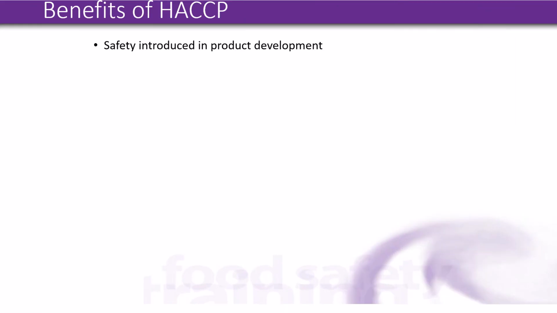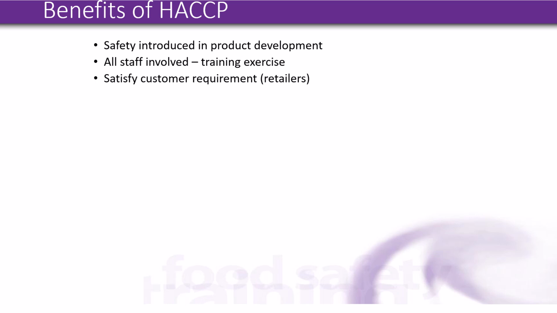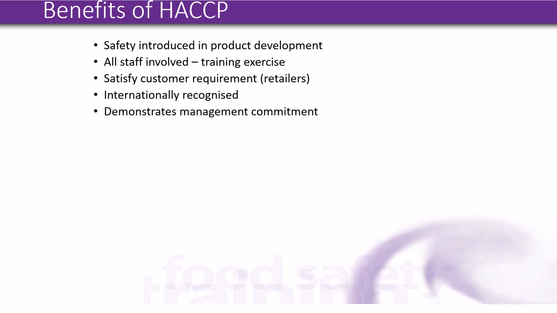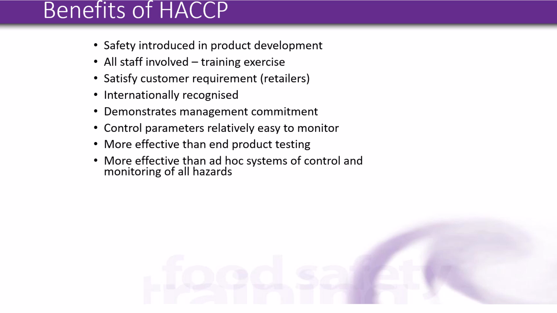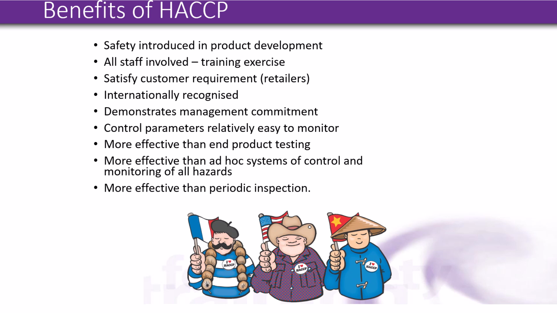Another benefit of HACCP, safety is introduced in product development. All staff are involved, and it could be regarded as a training exercise for all staff. It satisfies the customer requirement, especially of retailers. It's internationally recognized. It demonstrates management commitment. The control parameters are relatively easier to monitor. It's more effective than end product testing. It's more effective than ad hoc systems of control and monitoring of all hazards. It's more effective than periodic inspection.